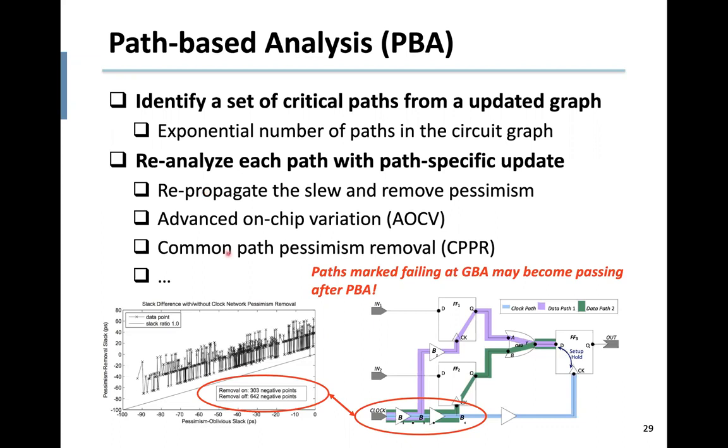Or you can remove the pessimism from the common path in the clock tree, because the common path is not going to experience best case and worst case at the same time. It's the common path. The key idea here is path-based analysis, PBA, removes a lot of pessimism from graph-based analysis. Paths that had been marked failing at GBA may become passing after PBA. This is very important for preventing the EDA tool from unnecessary timing optimization, okay? Because if the path is going to pass, then why are you optimizing it?